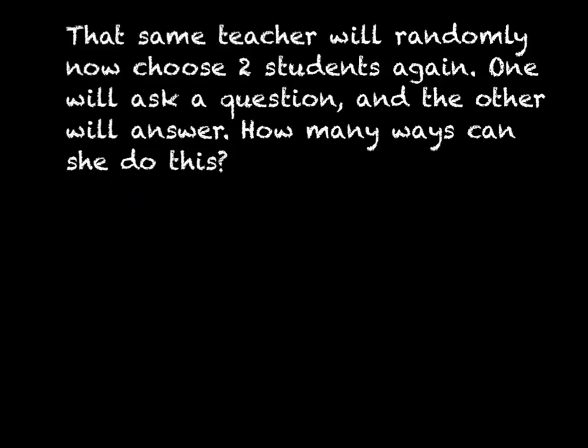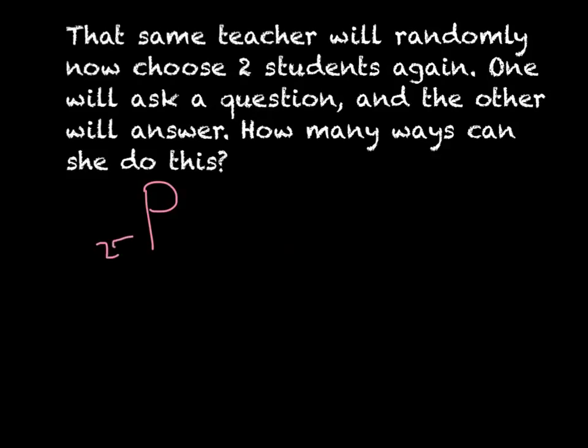Now we have the same teacher who is again choosing 2 students, but this time one will ask a question while the other will answer. This means that we have a permutation instead of a combination because the 2 students have different roles, and so you want to differentiate between them.